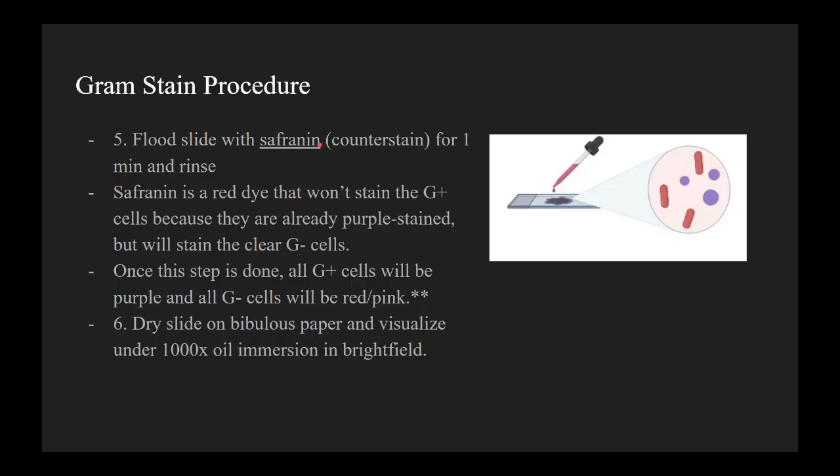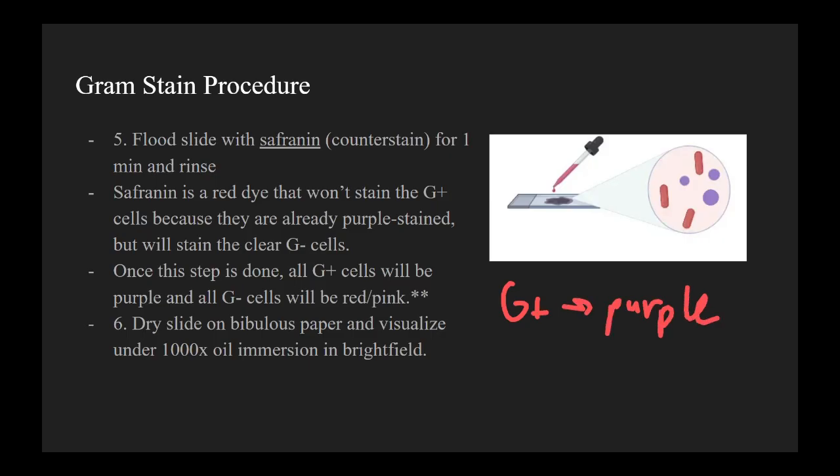Finally, we're going to flood the slide with safranin, and this is our counterstain, our second stain. We're going to do that for 1 minute and then rinse away again. What's going to happen is that safranin wants to get into all the cells, but the gram-positive cells are already purple and filled with dye. So this red dye, the safranin, won't get into those. So the gram-positive will stay purple.